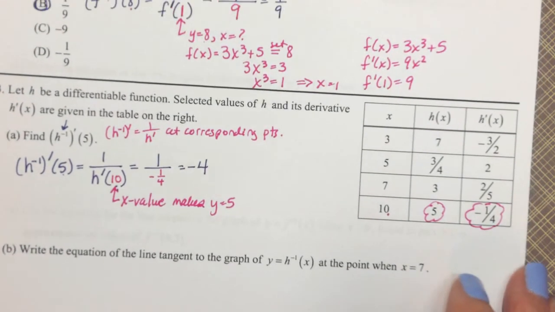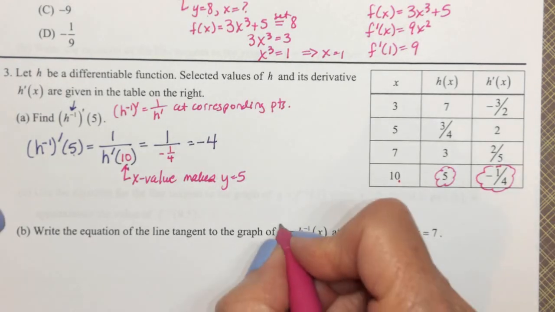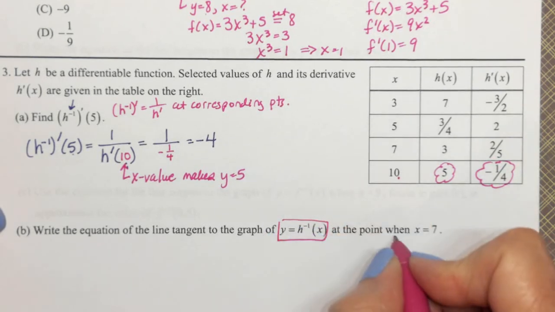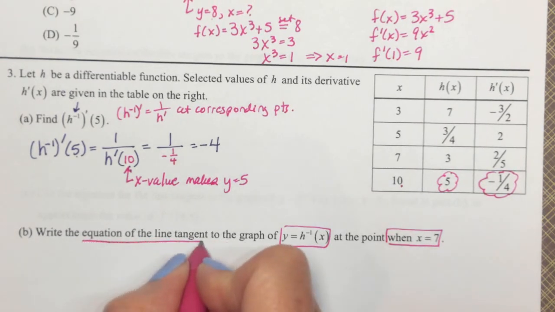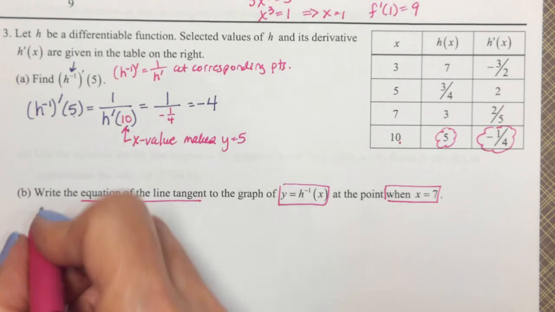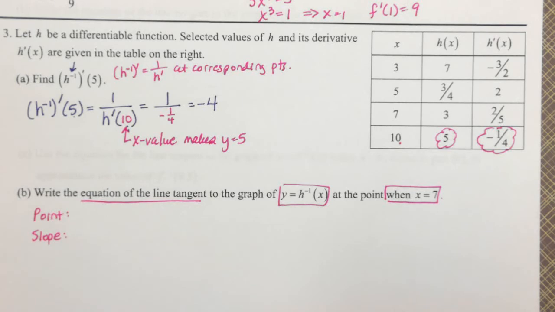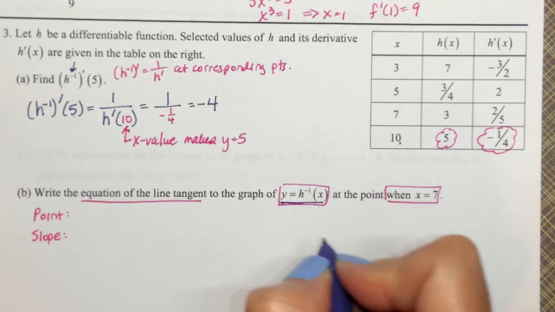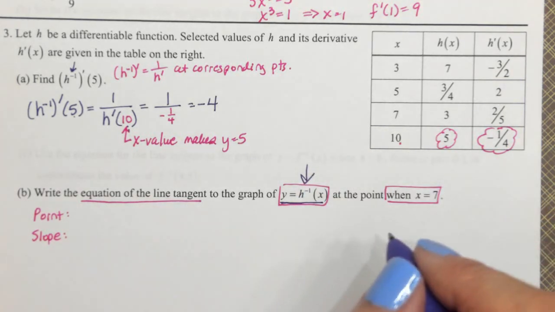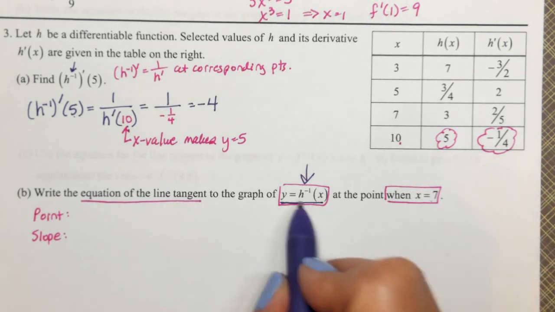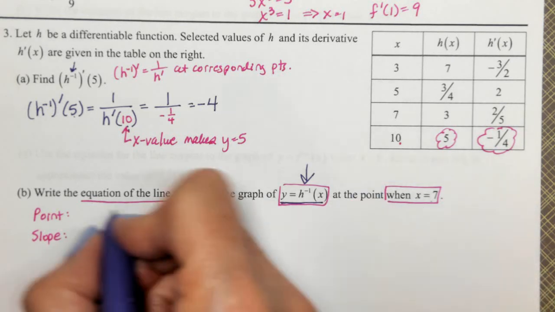And then part B, let's write the equation of the tangent line to the graph of h inverse at the point when x is 7. Well, I know if I'm writing the equation of a line, I need a point and I need a slope. The point is going to be on H inverse. It has to be because that's where our line is tangent. So the x-coordinate of H inverse is 7.